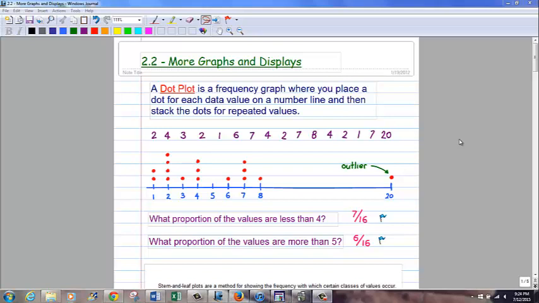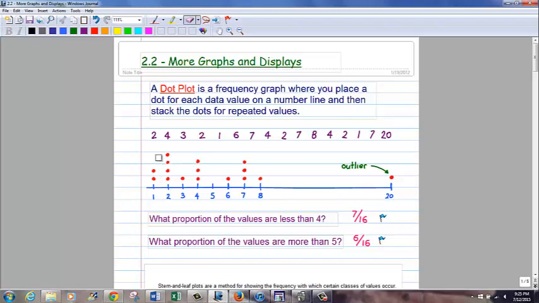I don't think we have to spend too much time on this because in a dot plot, all you do is put the range of values of your data on a number line. Now I skipped all these intermediate points from 8 to 20. And when you have a data value, such as 2, you put a dot above the 2 on the number line, and anytime the value repeats, you just stack that dot on top of it.